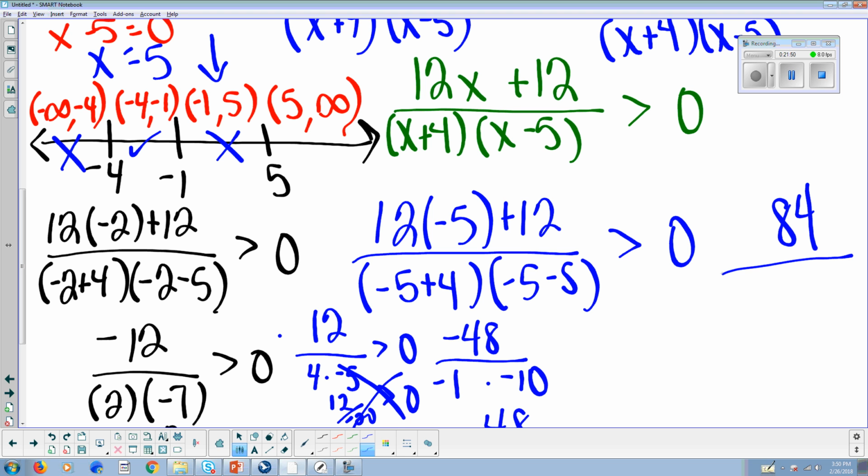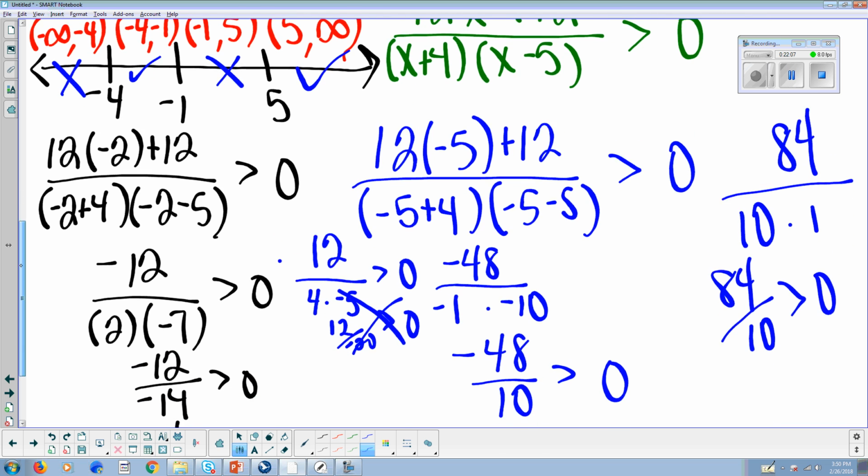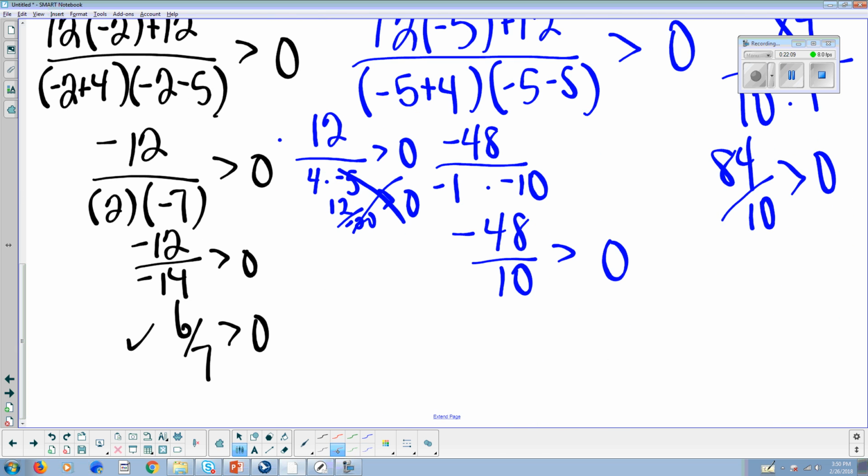And if I substitute 6 plus 4, I get 10. And 6 minus 5, I get 1. So I get 84 divided by 10 is greater than 0. That's positive. So yes, that's greater than 0. So I'm going to accept that as part of my solution. So my solution includes intervals from negative 4 to negative 1, union with interval from 5 to infinity.